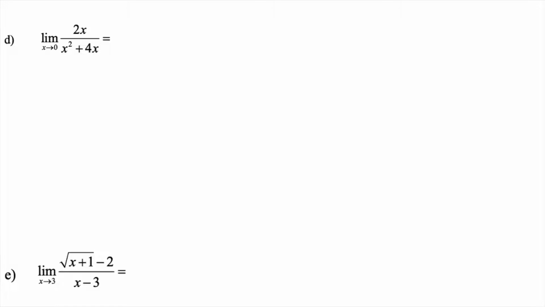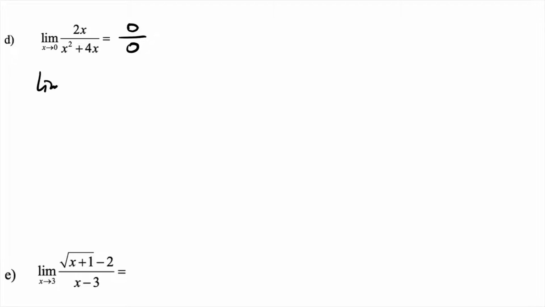So what do you get on top? 0. What do you get on bottom? 0 plus 0, which is 0. All right. 0 over 0 means we have work left to do. We can't move on. What can we do? Can we factor this? Can I factor either the numerator or the denominator? Which one can I factor? The denominator. It's a binomial, and it's got a GCF. So let's try that.